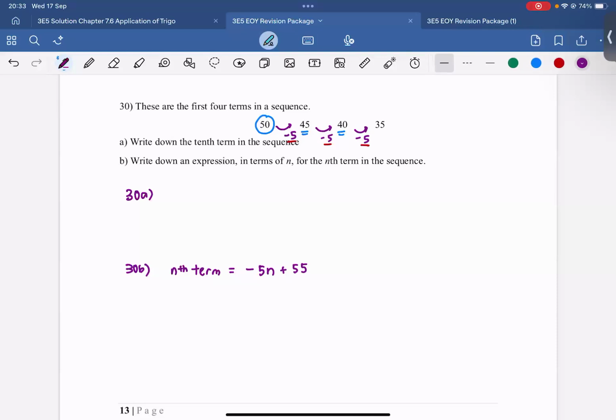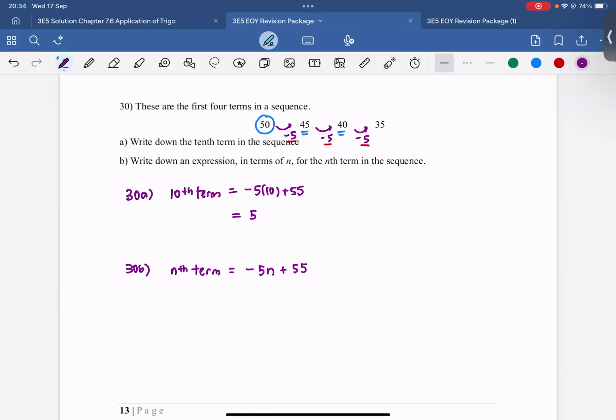So you see, once you get the n-th term already, then part A is very easy to do. The 10th term is just put the 10 inside and you get your answer, 5. So the n-th term is a very powerful thing.